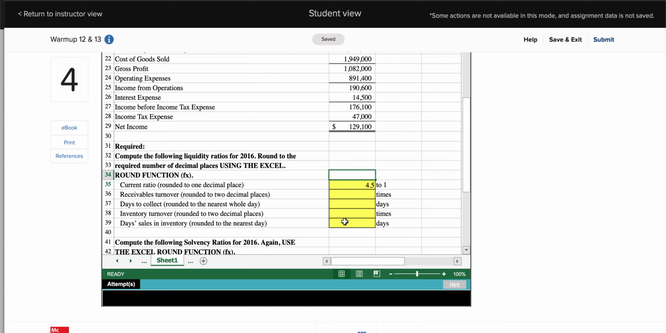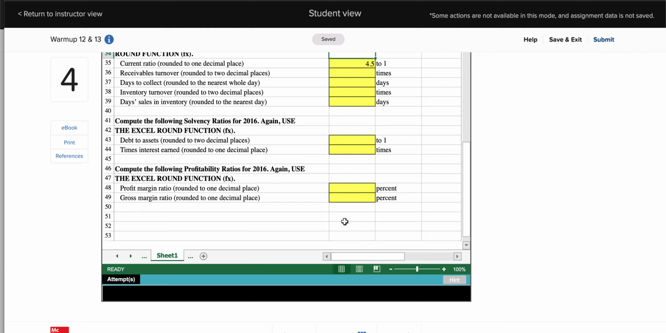So again, these are all formulas that you should find on the cheat sheet that I've posted with the section for 12 and 13. But you should also find all of these formulas in your chapter 13 as well. Let's move on to number 5.